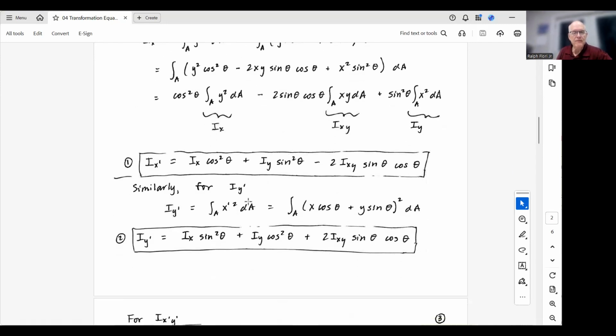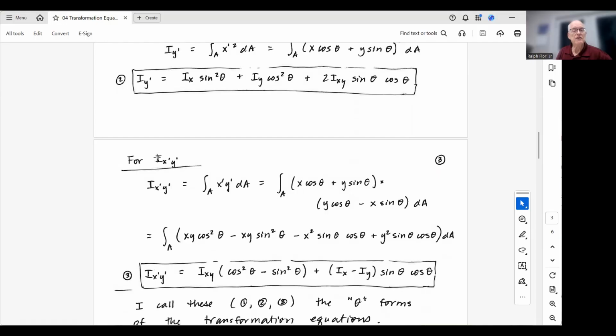For Iy prime, which is 90 degrees from Ix prime, it's equal to the integral of x prime squared dA. X prime is equal to this. You square it, evaluate the terms, and you get an Iy prime, which is equal to Ix sine squared theta plus Iy cosine squared theta plus 2 Ixy sine theta cosine theta.